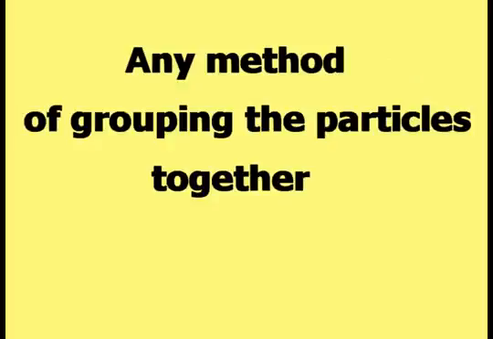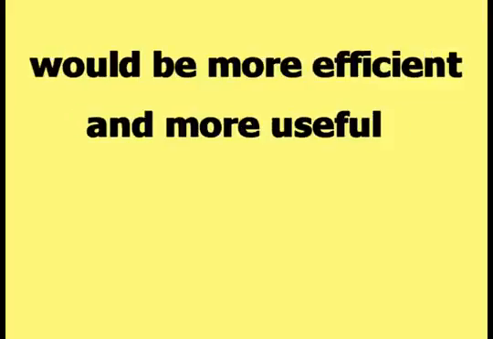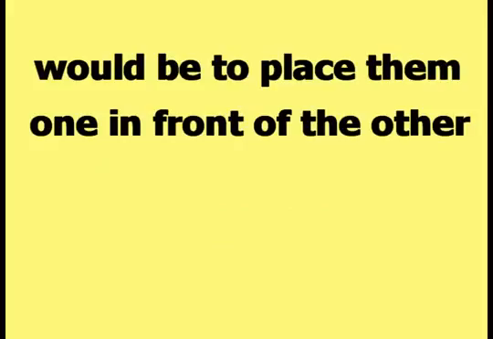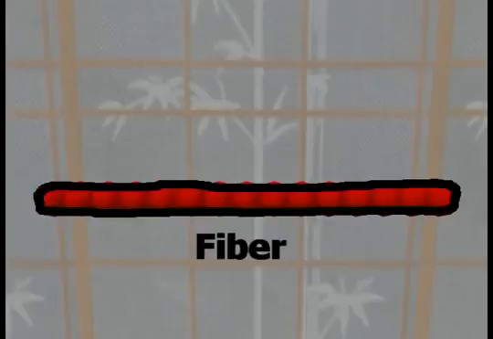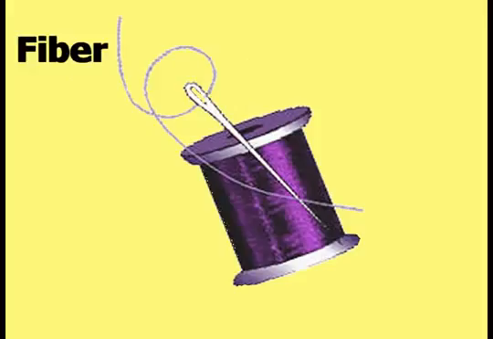Any method of grouping the particles together that reduced the infinite number of particles into a more manageable number of objects would be more efficient and more useful. The simplest organized way to group particles together would be to place them one in front of the other, as shown in this picture. The object that is formed by connecting single particles together in this fashion can be called a fiber. A familiar example of a fiber would be the thread used for sewing clothes.